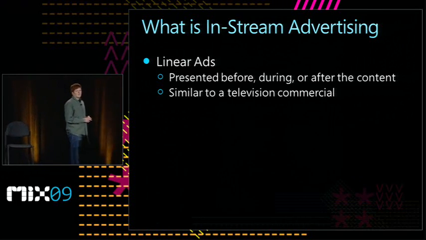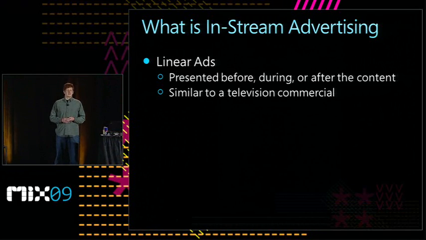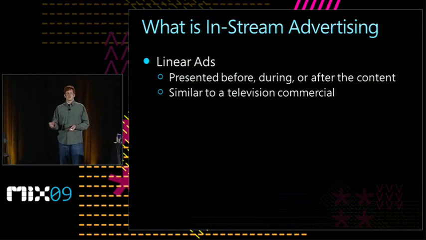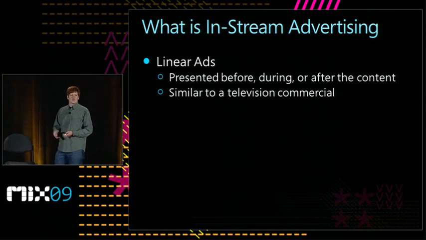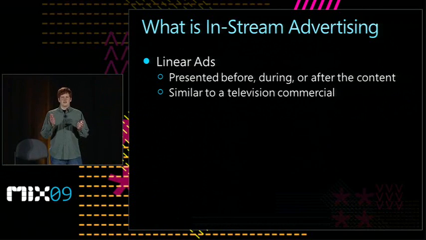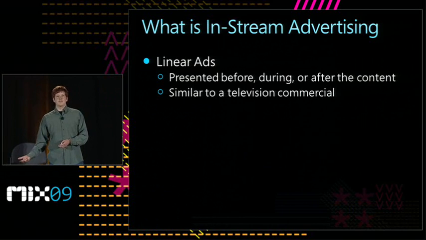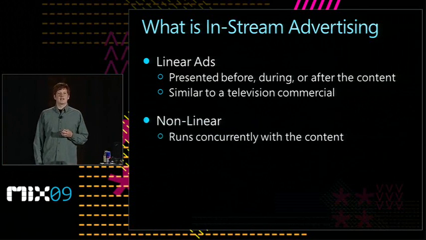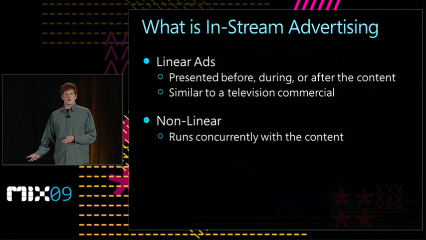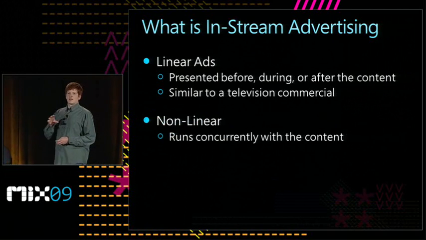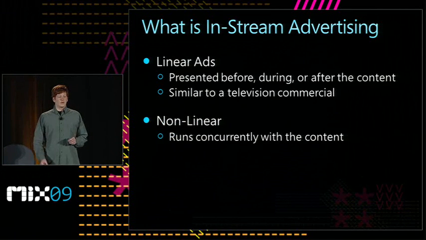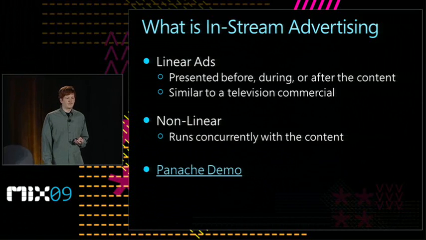There are two central types of in-stream advertising. First is linear ads. Linear ads are the types that are presented before, during, or after the content. So this is like a television commercial. Your content stops playing, the ad starts, and then continues on afterwards. Then you also have nonlinear ads. These run concurrently with your content. So these would be banners along the top or side. They can be overlays directly on the video window or bugs. And they can be interactive or non-interactive.